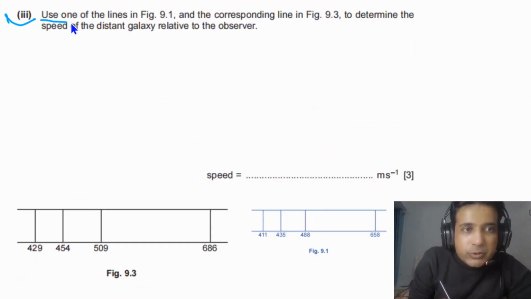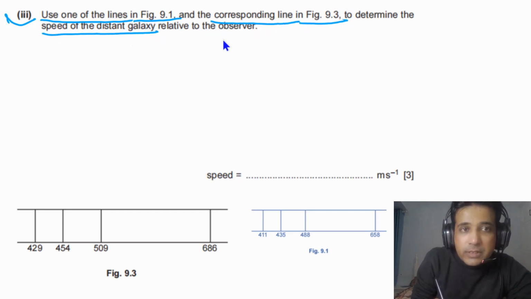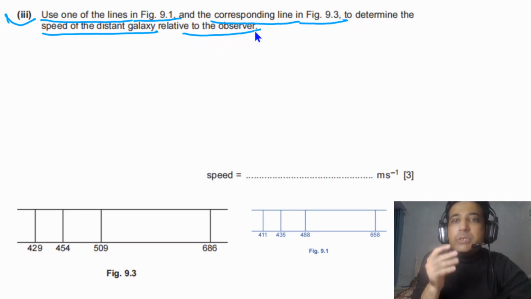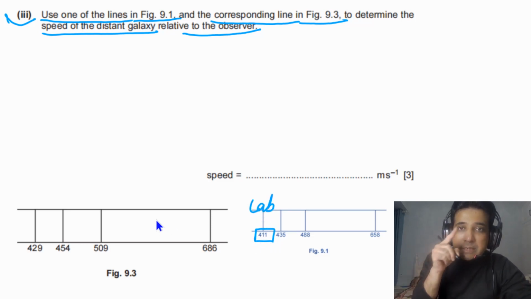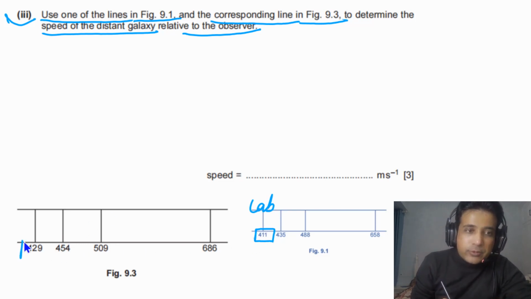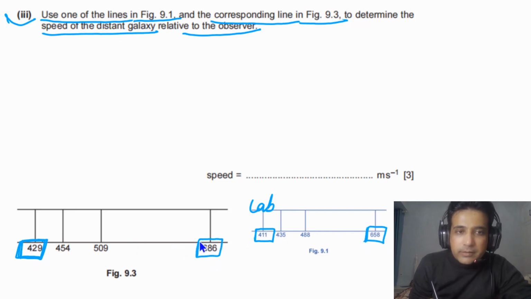For the next part, we need to use one of the lines in figure 9.1 and the corresponding line in figure 9.3 to determine the speed of the distant galaxy relative to the observer. So a hint is given to you. You need to take one line from figure 9.1, from the lab, and then take the same line in the spectrum of the star. So if you take 411 from here, you have to take 429 in the spectrum of the star. You can take any line, but then you have to take the same line in the spectrum of the star. Then you can calculate the speed of the galaxy.